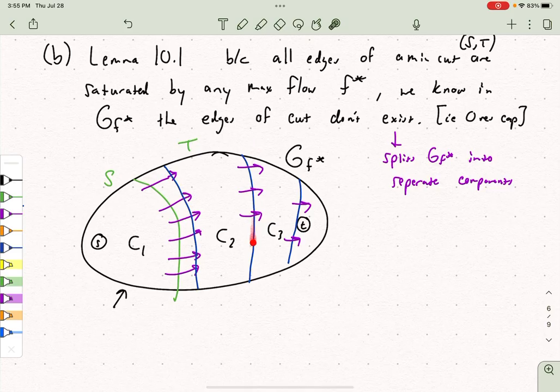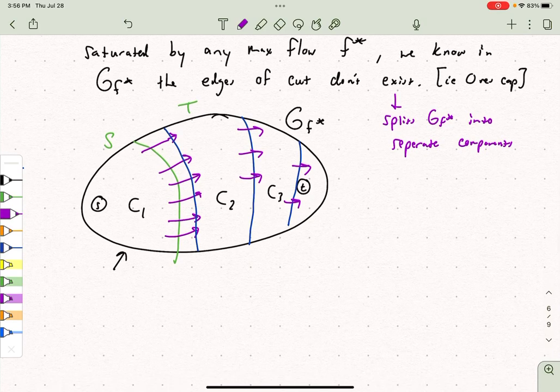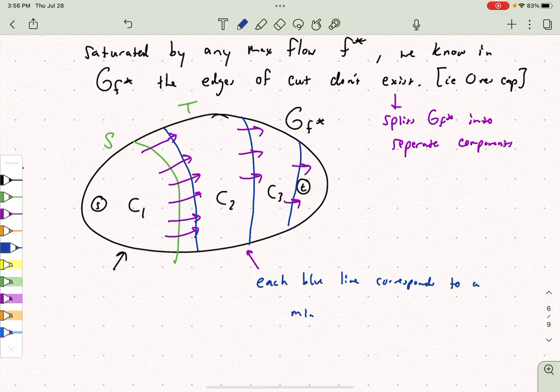That's just because the flow is completely saturating all of these edges and completely avoiding the others, and that's why you can't reach between these components. So any pair of components, or any blue line basically, each blue line corresponds to a min cut by the lemma.